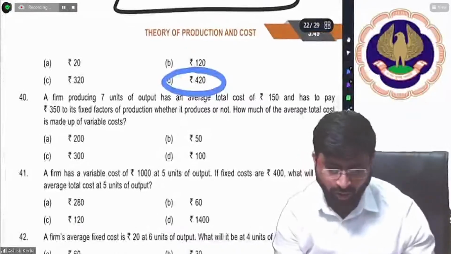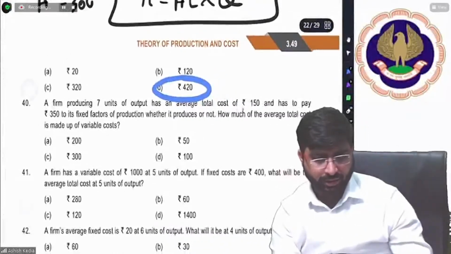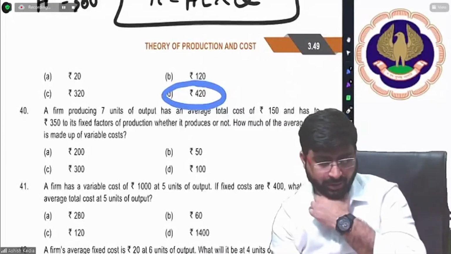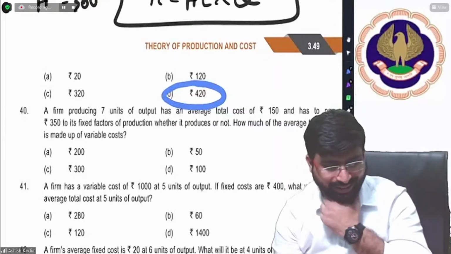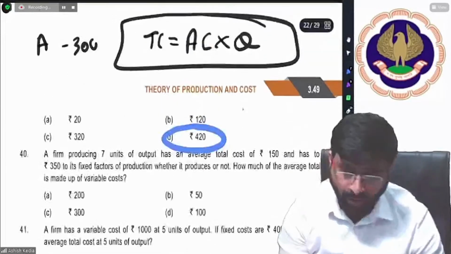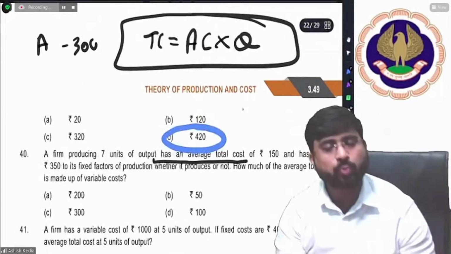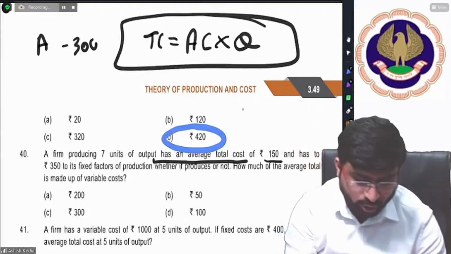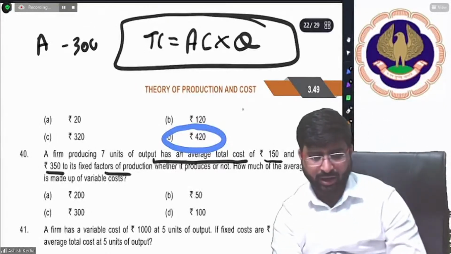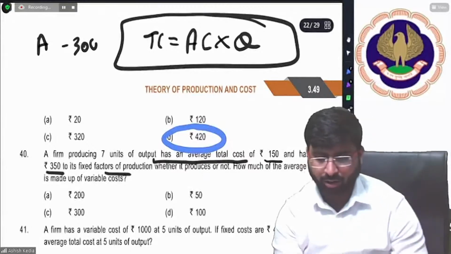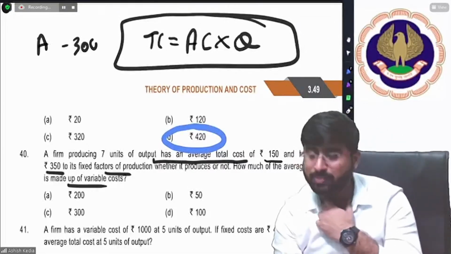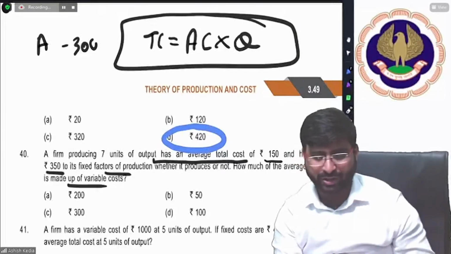Now moving on. Number 40. A firm producing 7 units of output has an average total cost of 150 and has to pay 350 to its factors of production, whether it produces or not. How much of the average total cost is made up of variable cost? You have to tell me this.